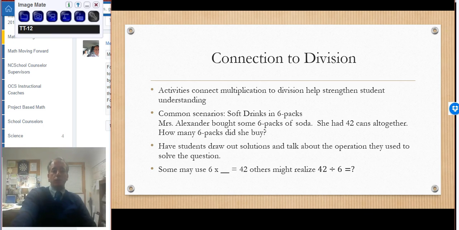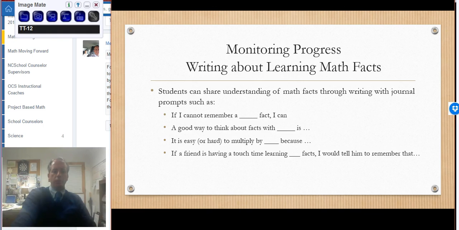As we look to connect to division, this is not the right slide. There we go. But so let me jump over that one. Sorry, that was from our times 6 facts.